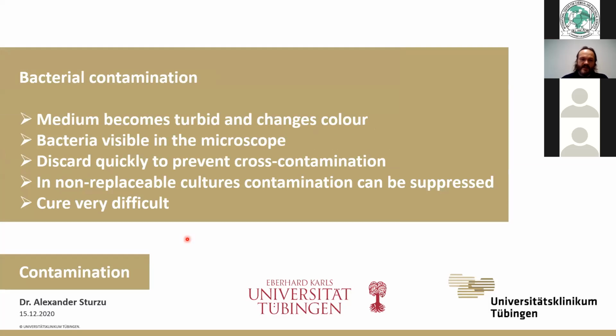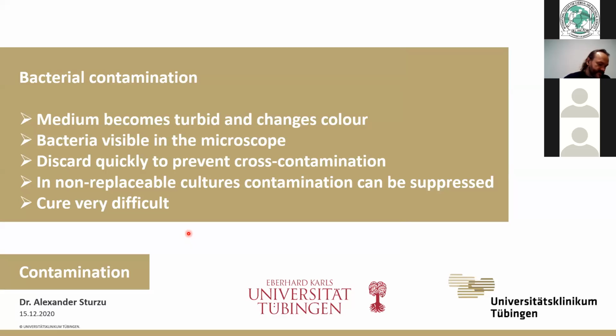Let's get first to the bacterial contamination. If you have a bacterial contamination, then the first thing you see is that your medium becomes turbid and changes color. Interestingly, with bacteria, you have two different options. You have either the aerobic bacteria, which will make the medium more acidic, so the phenol red in the medium will turn yellow. Or you will have anaerobic bacteria, which will make your medium more basic, alkaline, and your medium will turn pink.